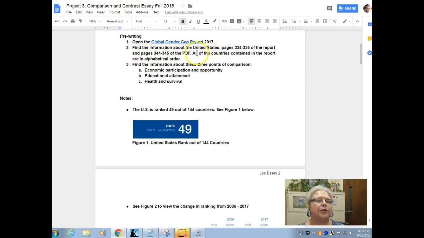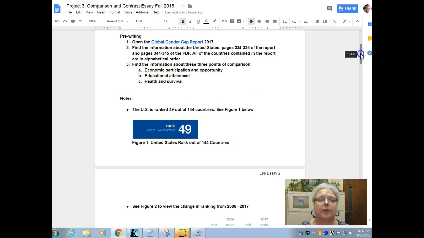All right, so find the information about the United States. It's on page 334, 335 of the report, but actually in the PDF file, it comes up page 344 to 345. I'm not sure why they don't match, but they don't. So you'll be able to find it, though. It's under United States, and all the countries are in alphabetical order. So, U-S, United States. All right, so you're going to find information about these 3 points of comparison: economic participation and opportunity, educational attainment, and health and survival.